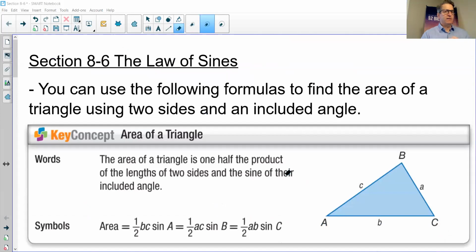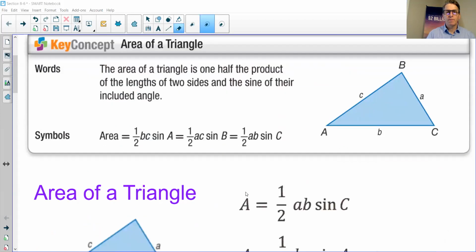The law of sines. You can use the following formulas to find the area of a triangle using two sides and an included angle. The area of a triangle is 1/2 the product of the lengths of two sides and the sine of their included angle. So the area is equal to 1/2 times b times c times the sine of A. b and c are on either side of the angle A.